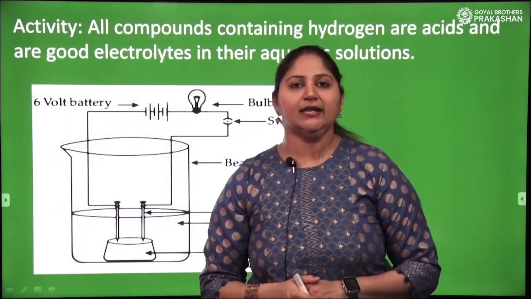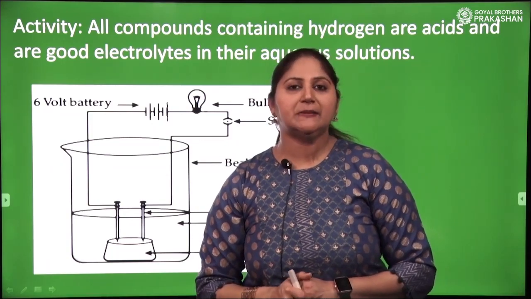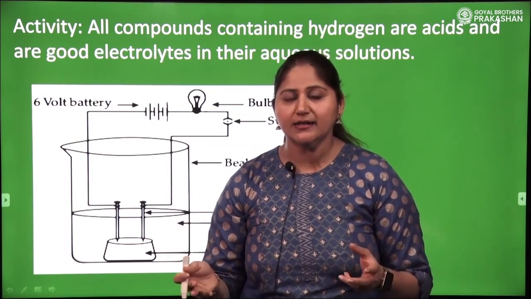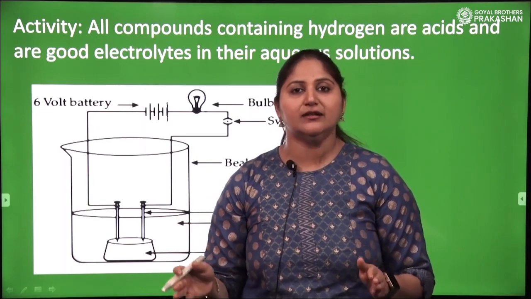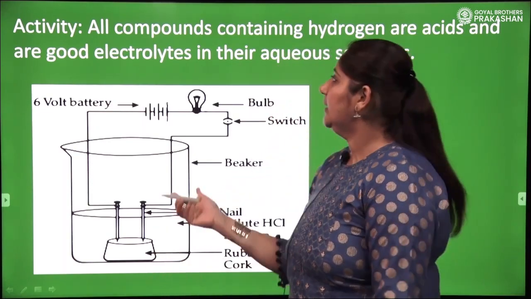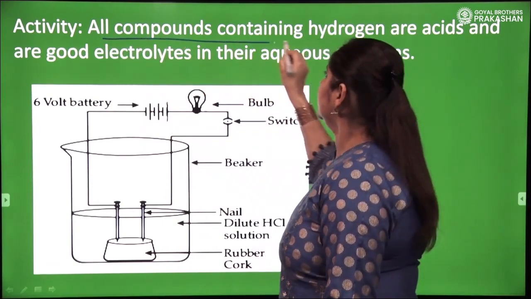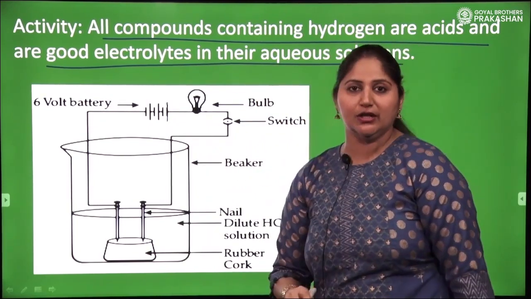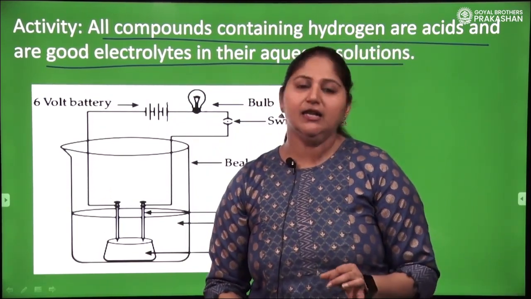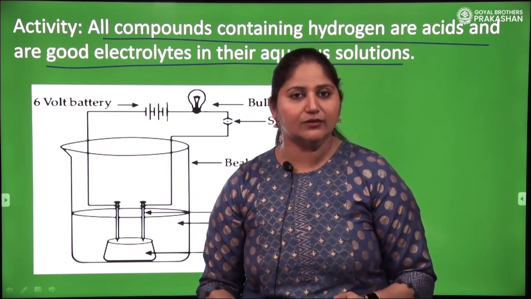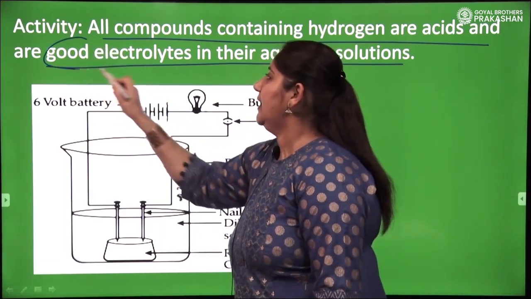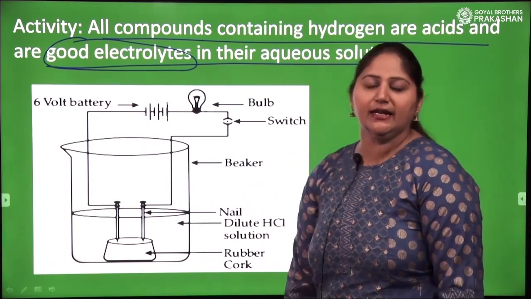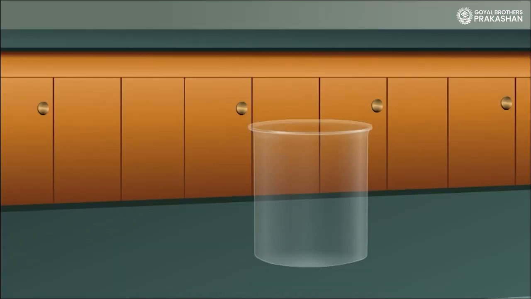So children, let's look at the activity to understand whether the given substances are good conductors or bad conductors. Because if acids and bases are good conductors, it means they must have free ions when dissolved in water, right? So what is the activity saying? All compounds containing hydrogen are acids and are good electrolytes in their aqueous solution. So we will prove by this activity that all acids release hydrogen ions in water and they are good electrolytes, meaning they are good conductors of electricity, right? So let's look at the activity. Let's see the animated video first to go into the details.